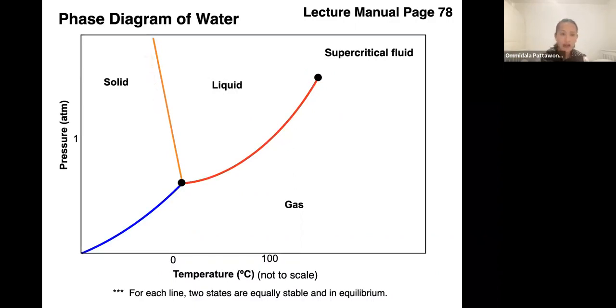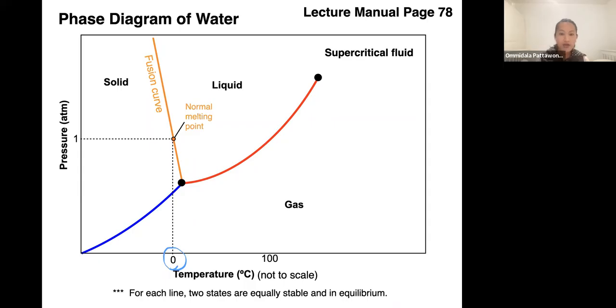The boundary that separates solid and liquid is what we call the fusion curve. Along the fusion curve, solid and liquid exist in equilibrium. If you are looking at 1 atm pressure and the temperature at this point, this is what we call the normal melting point.